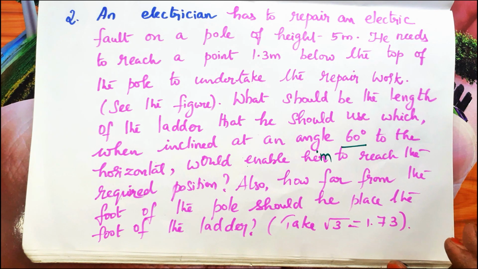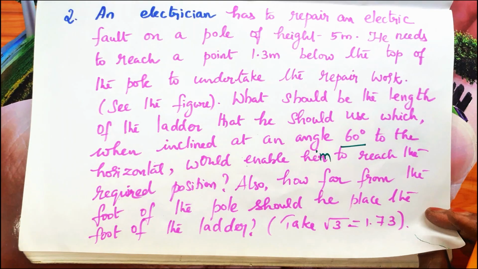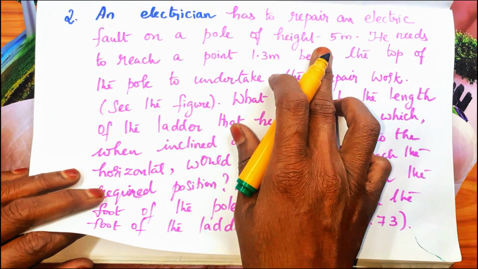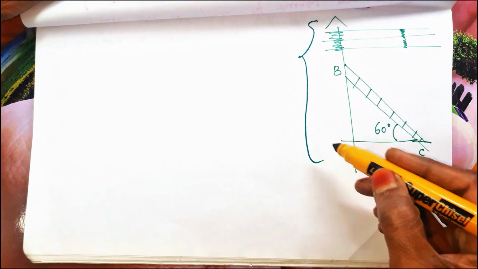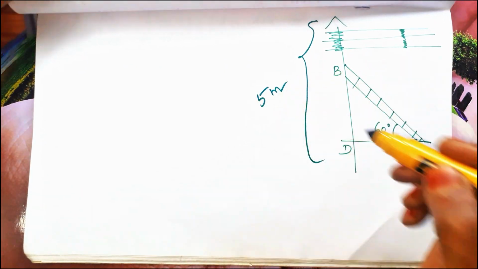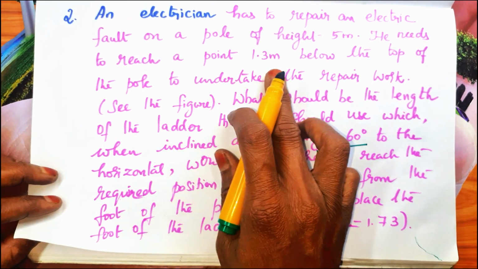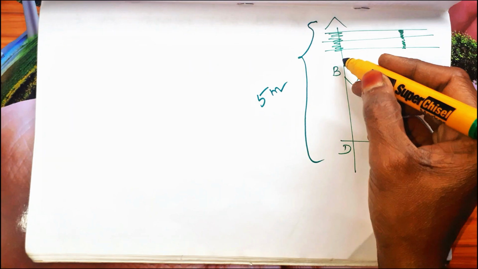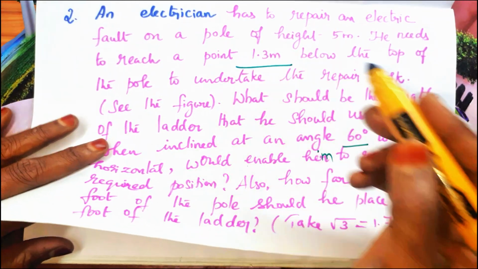Okay, so now come to the figure. This is the figure they have given. What is given? An electrician has to repair an electric fault on the pole of height 5 meter. This is the pole. The height of this pole is 5 meter. And he needs to reach a point 1.3 meter below the top of the pole. So he has to reach the point B, which is 1.3 meter below.